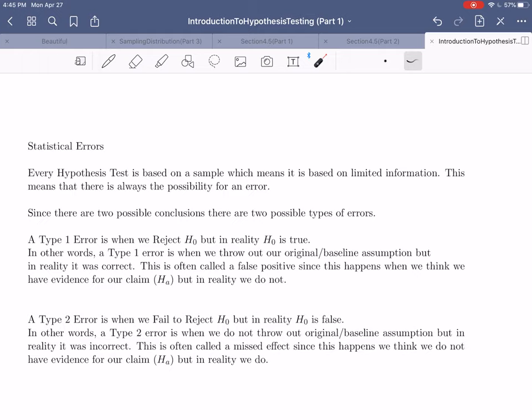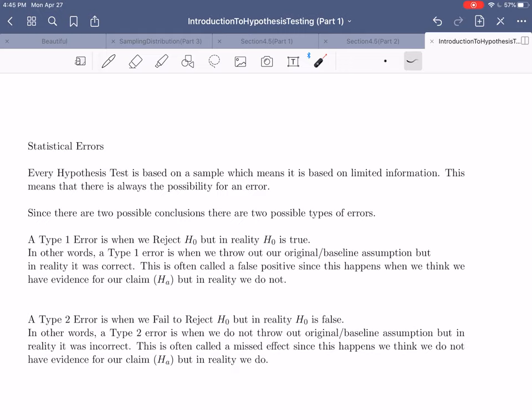Okay. A type 2 error is the type of error that we risk when we fail to reject H0. So a type 2 error is when we make the decision to fail to reject H0, but in reality, that H0 is false. In other words, we fail to get rid of something that actually is incorrect. So, in other words, a type 2 error is when we do not throw out our original or baseline assumption, but in reality, it was incorrect.